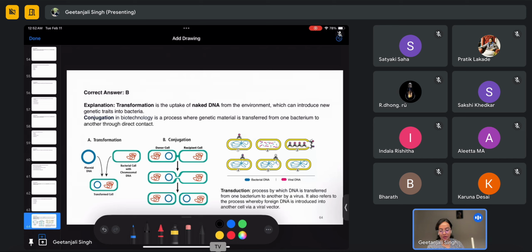In the process of transformation, we basically take foreign DNA and introduce it to a new bacteria which already has genetic information with it. So transformation is uptake of naked DNA from the environment, which can introduce new genetic traits in the bacteria. This can be done naturally and artificially. In a natural environment, they basically fuse and have a new set of genetic information. Artificially, you can do it by chemical methods and by viral vector. You can introduce it by phage infection, things like that.